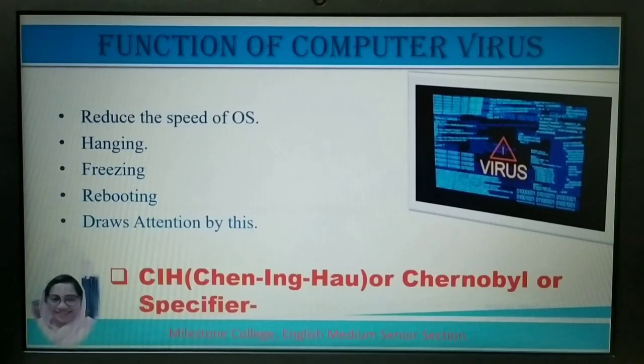Now, I have written in red color, CIH. CIH is actually a computer virus, and this CIH virus was written by a very young kid at your age, 14 or 15, maybe 14. His name is Chen Ing Hau, or however you say it. That's why, by the first letters of his name, it becomes the CIH virus. Its other names are Chernobyl virus or Spacefiller virus. Actually, every year on 26 April this virus attacked hard disks and formatted them. Now it has become inactive. The programmers worked on it and fixed it.